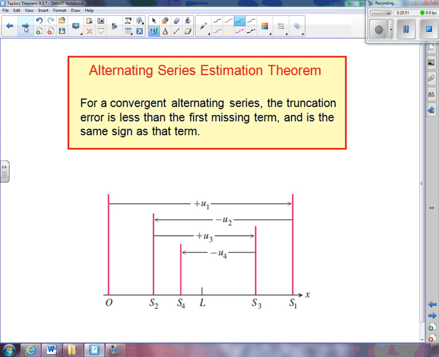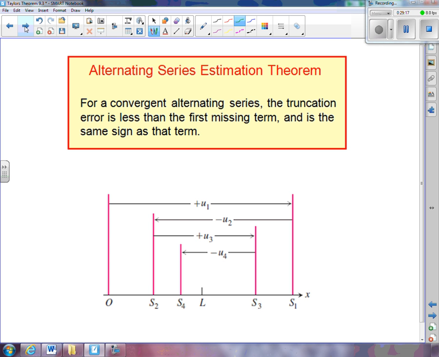The only type of series that you have a formula to find the entire sum is geometric. Every other type of series, it's just an estimation. So for a convergent alternating series, the truncation error, meaning whatever terms I don't use, whatever terms I truncate at, is always less than the first missing term that has the same sign as that term.